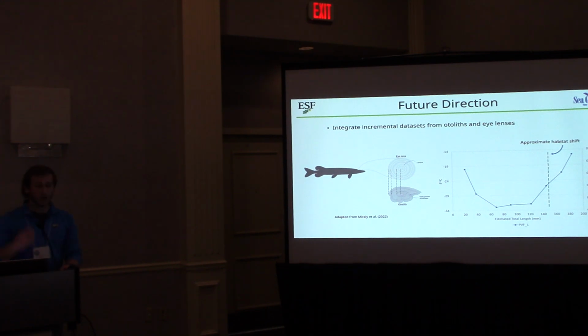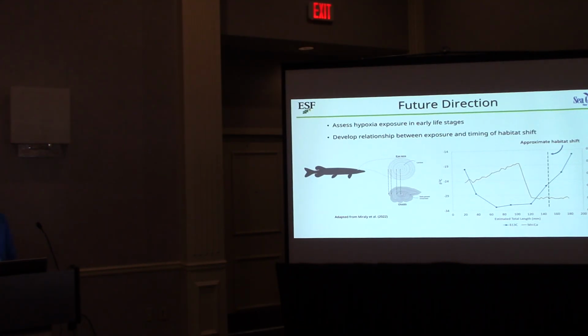So moving forward, we're looking to integrate incremental data sets from both otoliths and eye lenses. What that first is going to look like is a lot of what I just talked to you about, taking these eye lens stable isotope histories and estimating when those fish changed habitats. Because otoliths and eye lenses both grow incrementally, we can basically overlay these two data sets. We can have an estimated total length for microchemistry data, and we can have an estimated total length for stable isotope data.